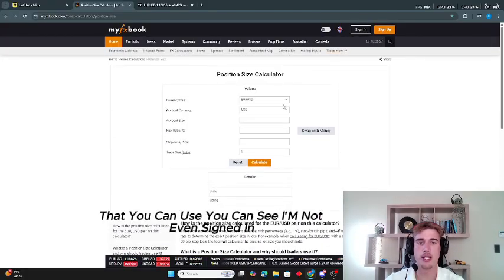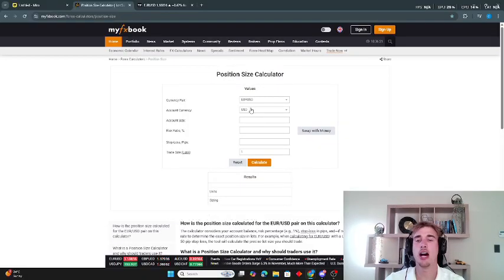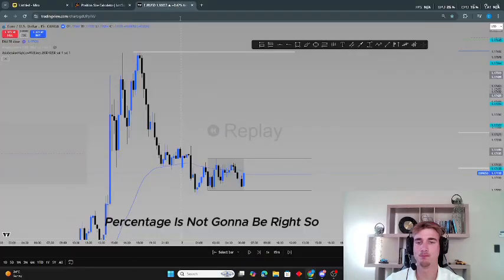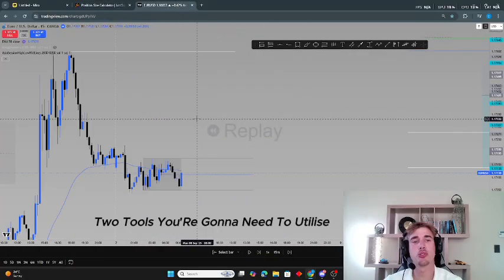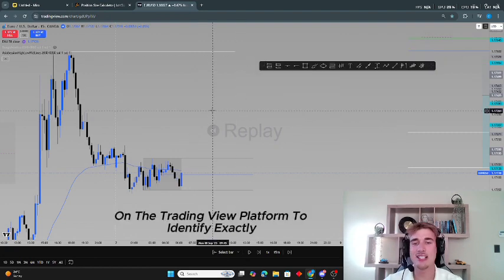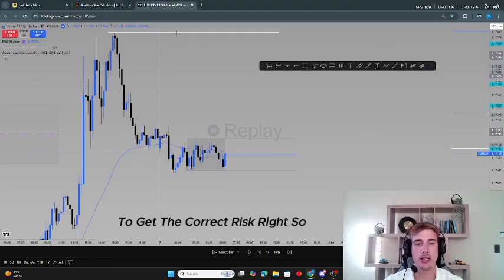Okay, it's a free site that you can use. You can see I'm not even signed in. And this is super, super important to utilize. Otherwise, your risk to reward is not going to be right and your risk percentage is not going to be right. So, okay, two tools you're going to need to utilize on the TradingView platform to identify exactly what inputs I must have to get the correct risk, right?